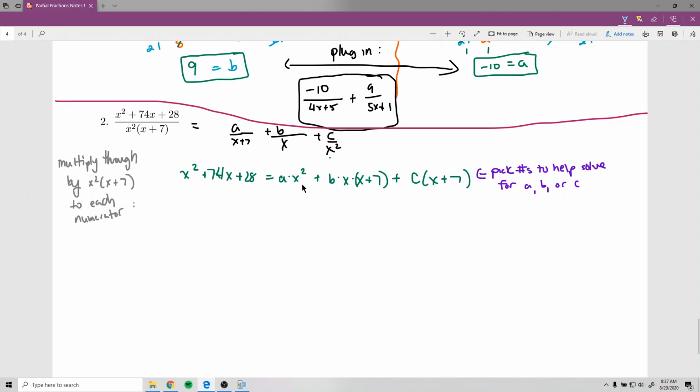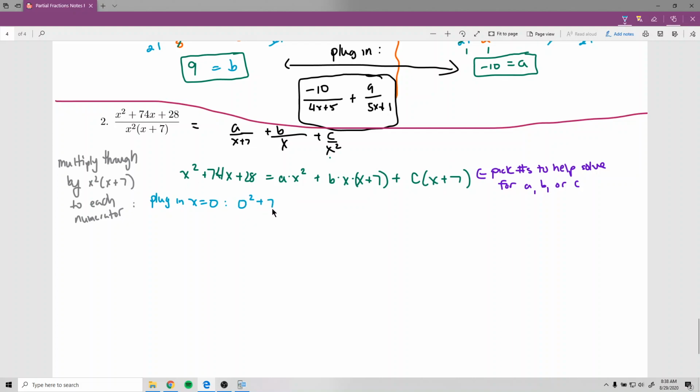Now, one thing you'll notice is that if you plug in 0 here, the a term will go away, and the b term will go away. The c term will remain because when we plug in 0, that will give us 7 inside. But this x here and the x squared here will make those go away. So I'm going to plug in x equals 0 to be able to solve for c.